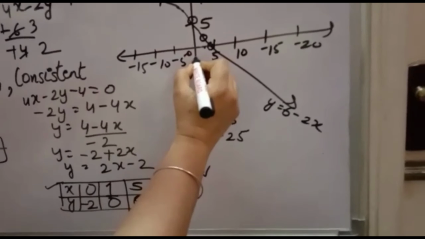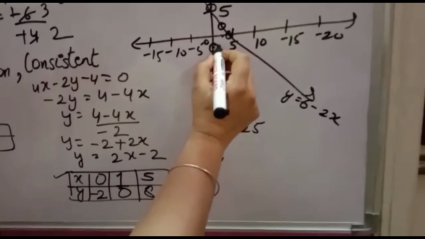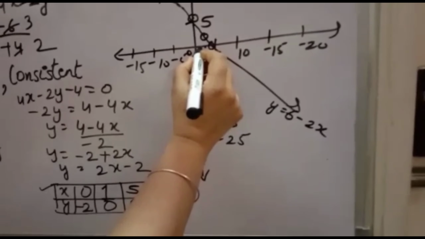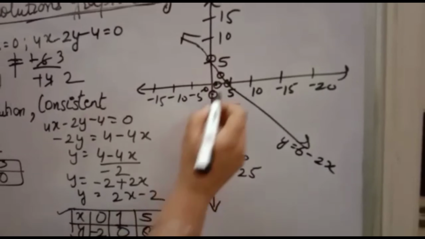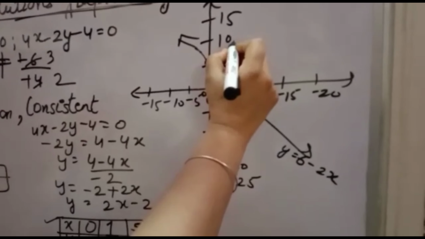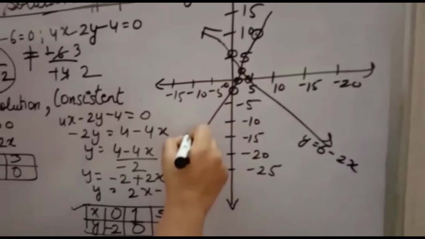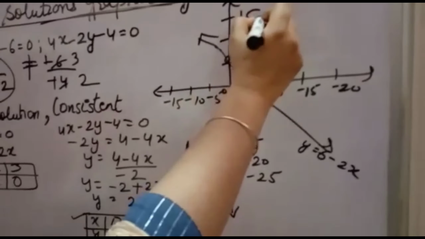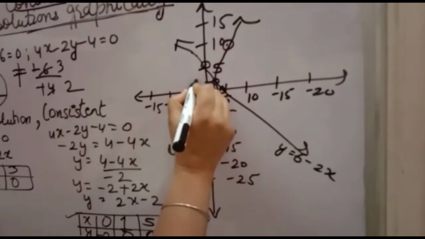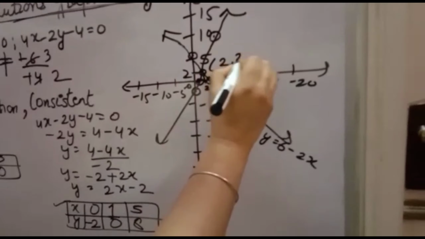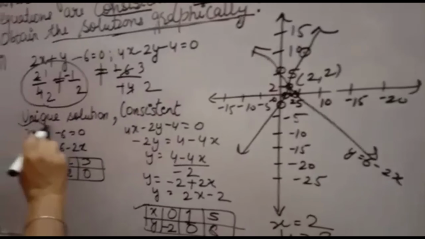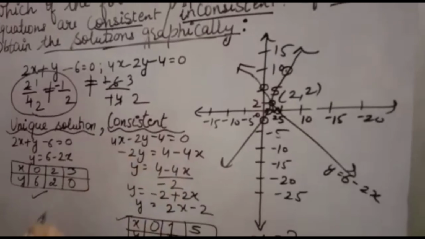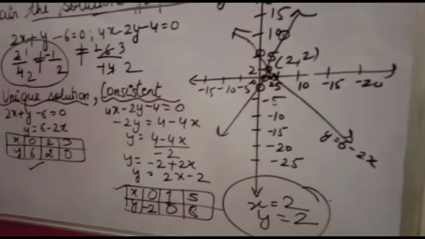Then x is 1, y is 0, so here it will come. Then x is 5 and y is 8, so approximately here it will come. Then again with the help of a scale you will join. You will see they will intersect at 2, 2. That means x will come 2 and y will come 2. So the unique solution is their answer. It is consistent and x is equal to 2 and y is equal to 2.